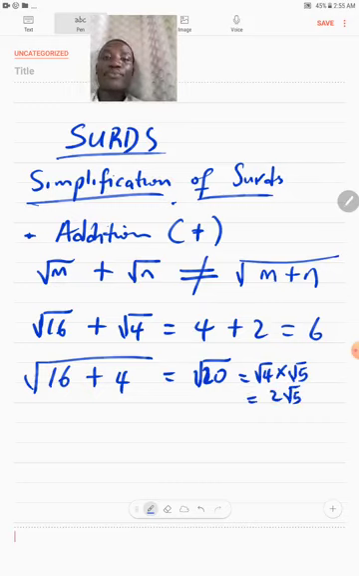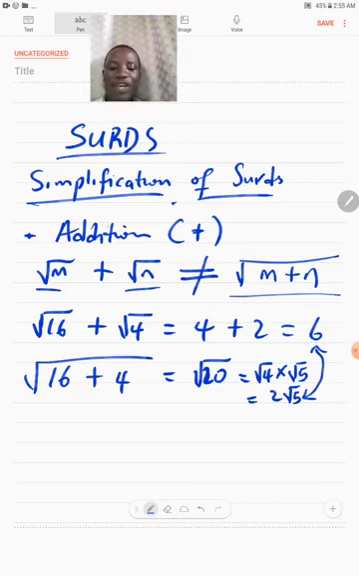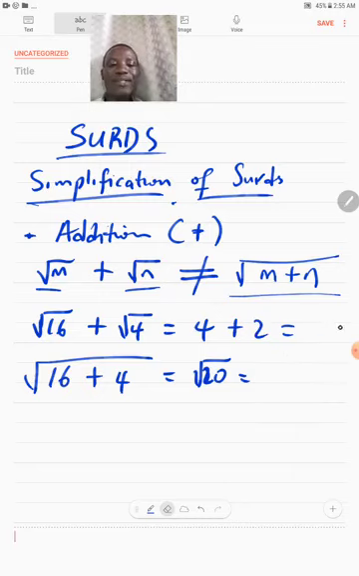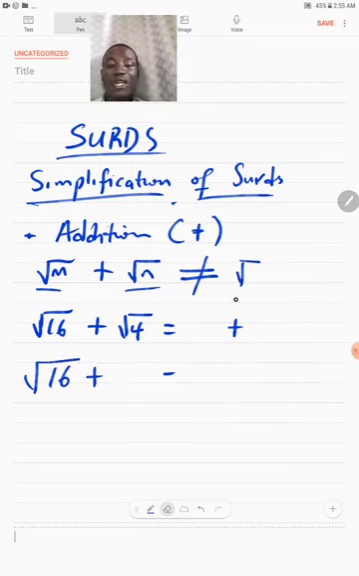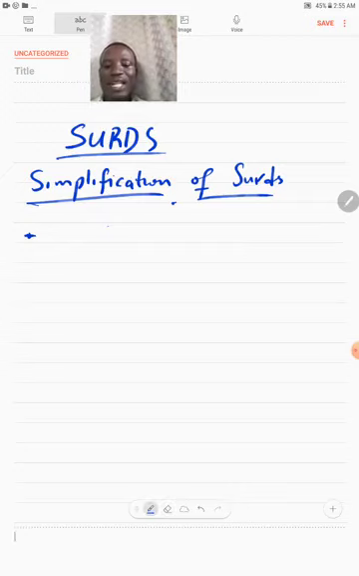Okay, 2 root 5 is never the same as what? As 6. Therefore, we say that root m plus root n is not equal to root of m plus n. This is very important for you to take note of when simplifying surds. The same thing goes for subtraction. It's also an exception to the rule because it works like that of addition.